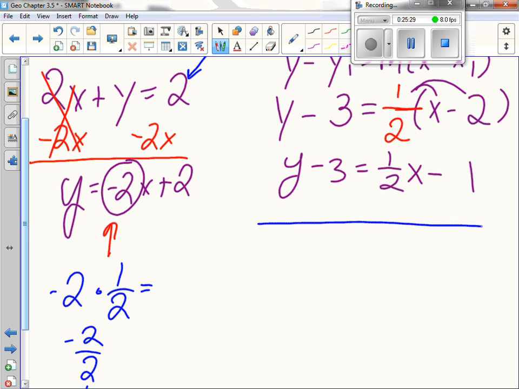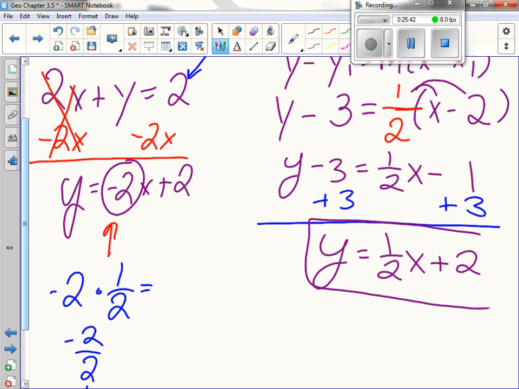And then what do we need to do to both sides? We need to add 3. And when we add 3 to both sides, we get 1/2 x plus 2. 1/2 x plus 2. Any questions on this here? Any questions on anything we've done so far? We good with these here? Yes?